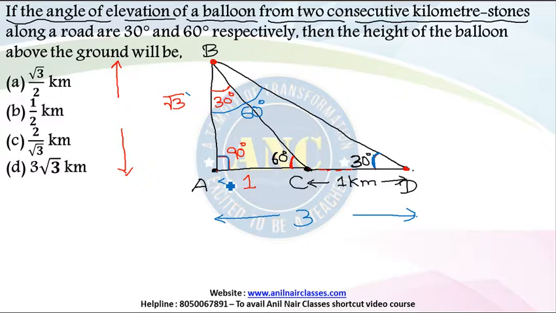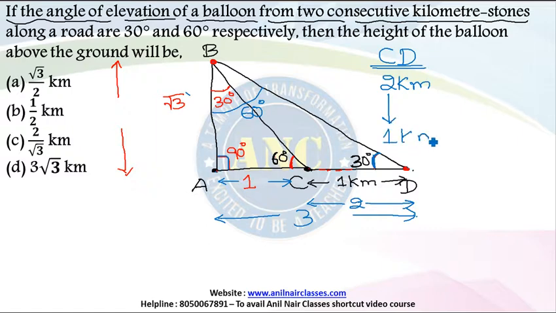This entire value from A to C is 1. That means this entire value from C to D is 2 kilometers. According to my assumption, CD value is 2 kilometers. But according to the question, CD value is 1 kilometer. According to my assumption, it is 2. According to the question, it is 1. 2 should become 1. 2 divided by 2 is 1.